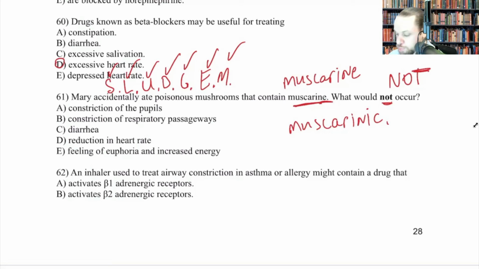Will you have constriction of the pupils? Yes, because you have miosis. This will definitely happen. Constriction of the respiratory passages? Yes, right? This will, in fact, give a person respiratory distress, especially with something like chlorine gas. Diarrhea, we just talked about, gastrointestinal distress, right? Will they have reduction in the heart rate? Yes, because parasympathetic is rest and digest, so you're going to have a reduction in heart rate. What does not happen is a feeling of euphoria and increased energy. This does not happen.